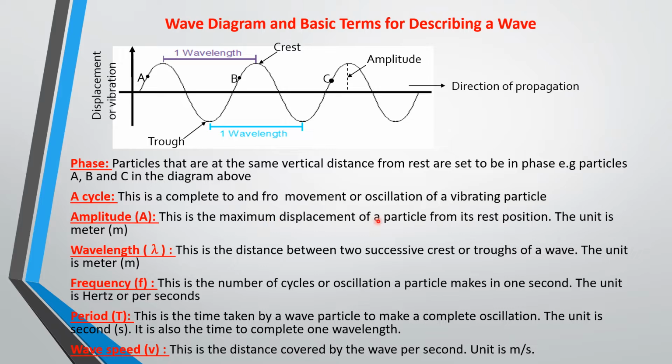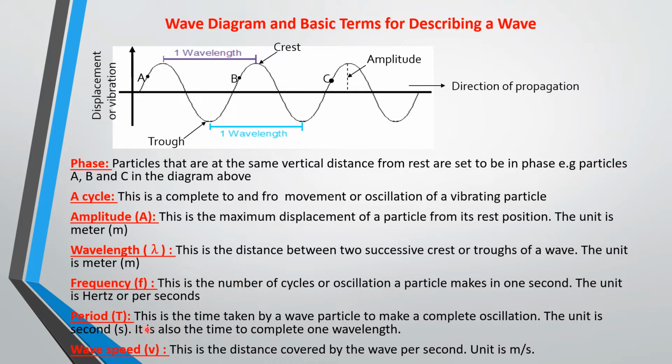The amplitude of a wave, A, is the maximum displacement of the particle from its rest position. The unit of amplitude is the meter, as I just discussed. Then wavelength is the distance between two successive crests or two successive troughs of a wave, as I've already mentioned. Frequency is the number of cycles or oscillations a particle makes in 1 second.